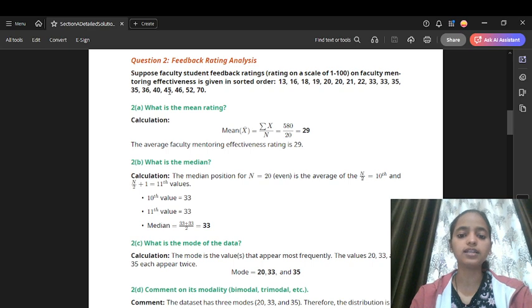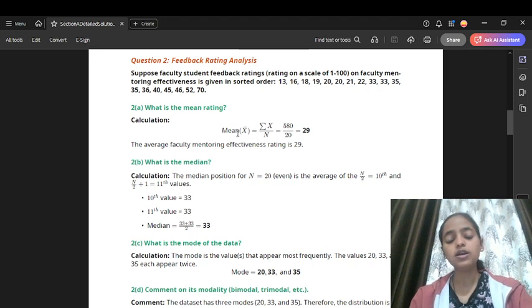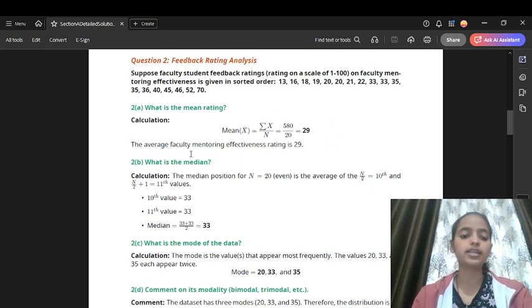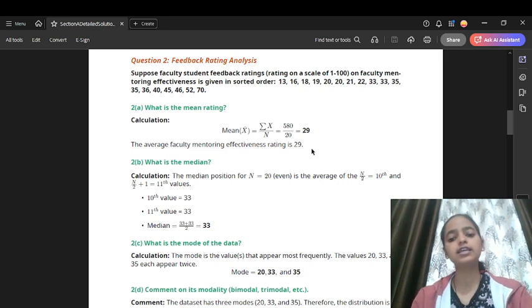Finding the mean rating, we know the formula for the mean is x-bar equal to sigma x upon n. So sigma x is equal to 580, upon total n of 20, which is equal to 29. The average faculty mentoring effectiveness rating is 29.